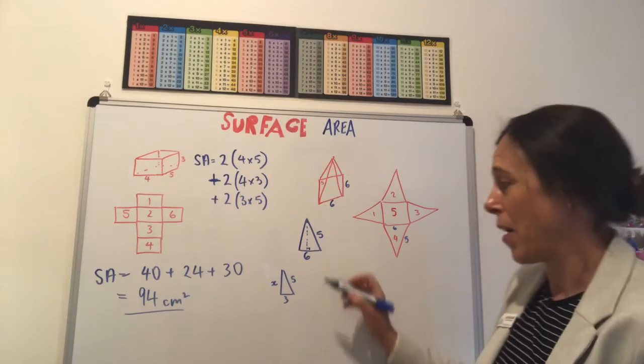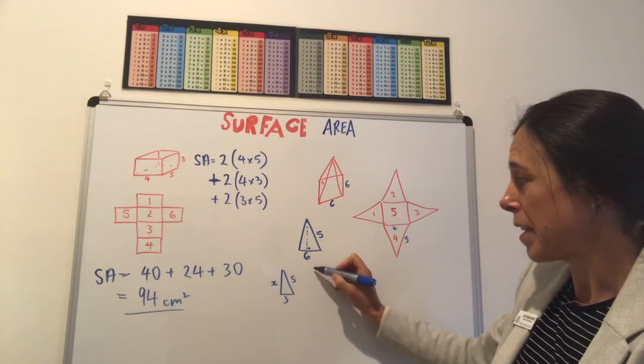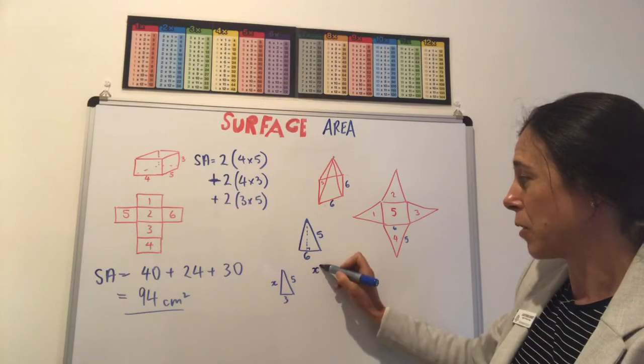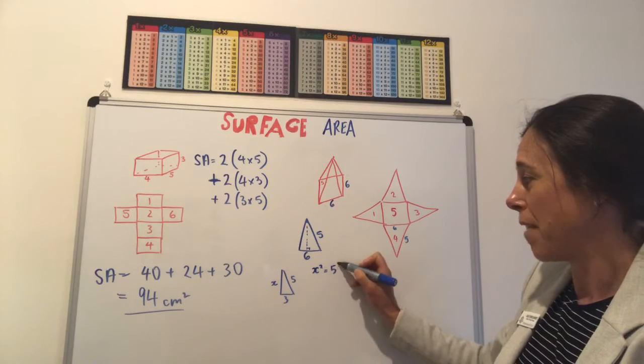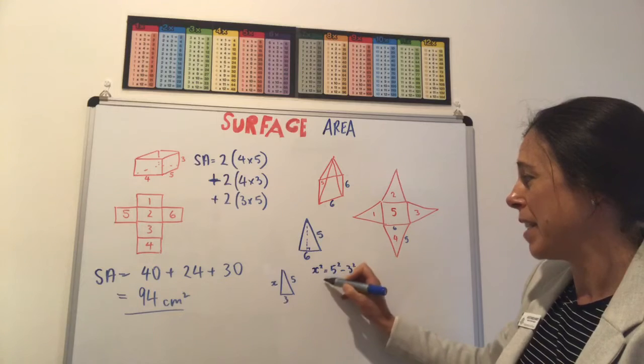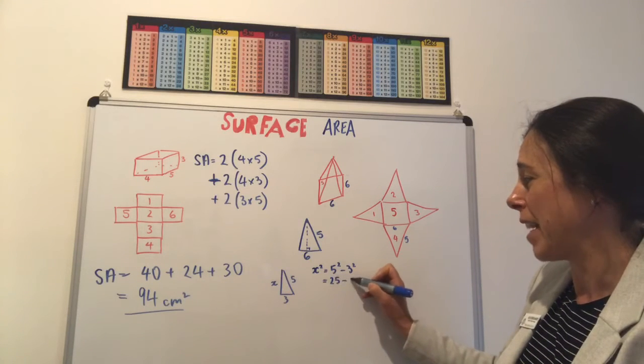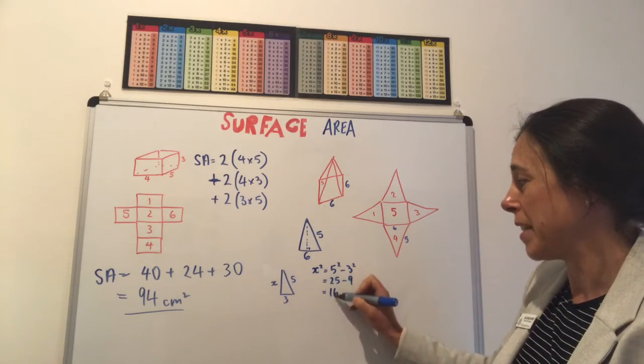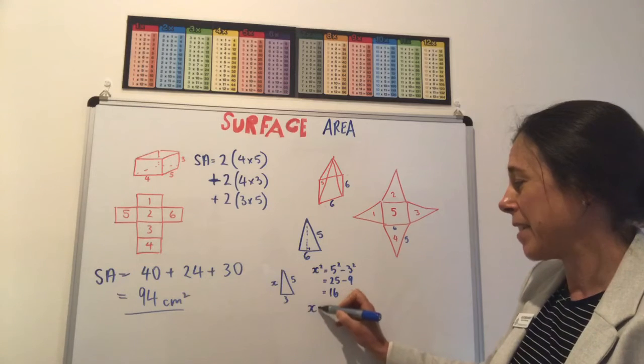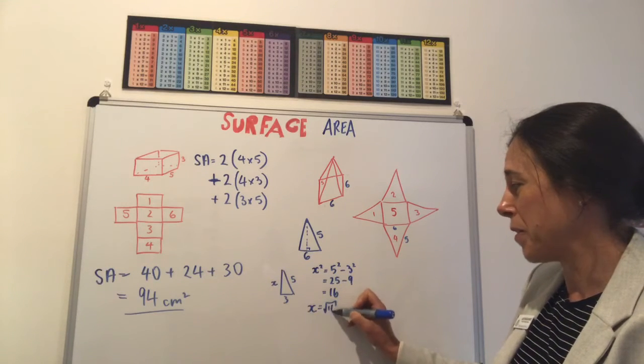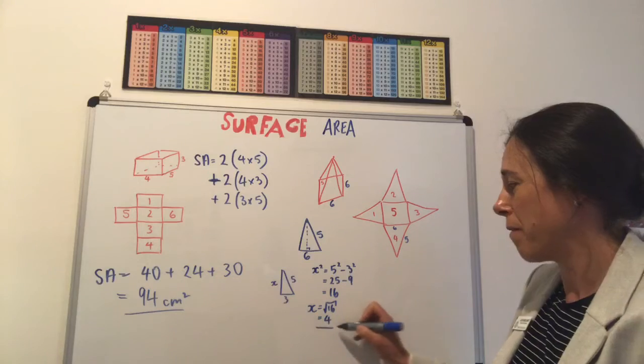So we're going to use our Pythagoras of x squared is going to be equal to 5 squared take 3 squared, which equals 25, take 9, which equals 16. So x is going to be equal to the square root of 16, which equals 4.